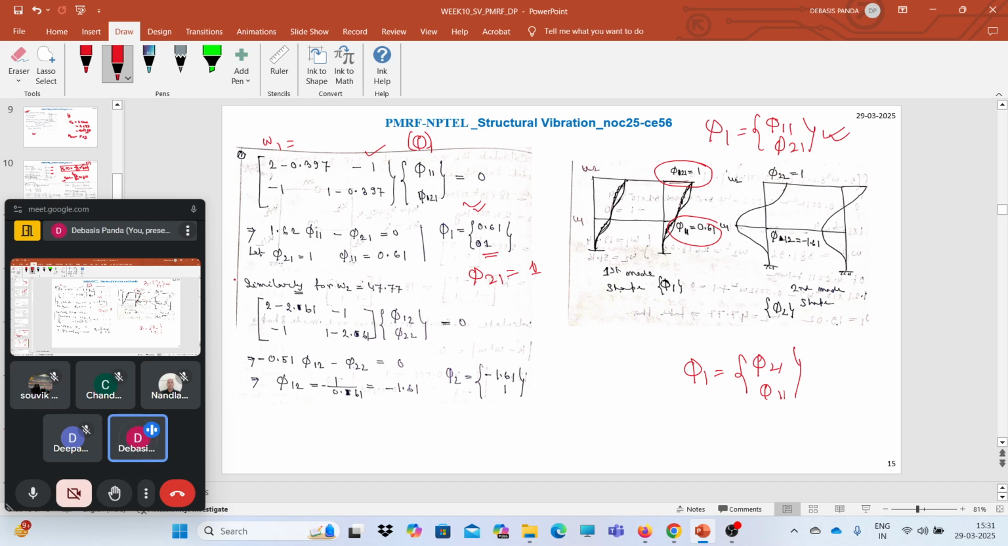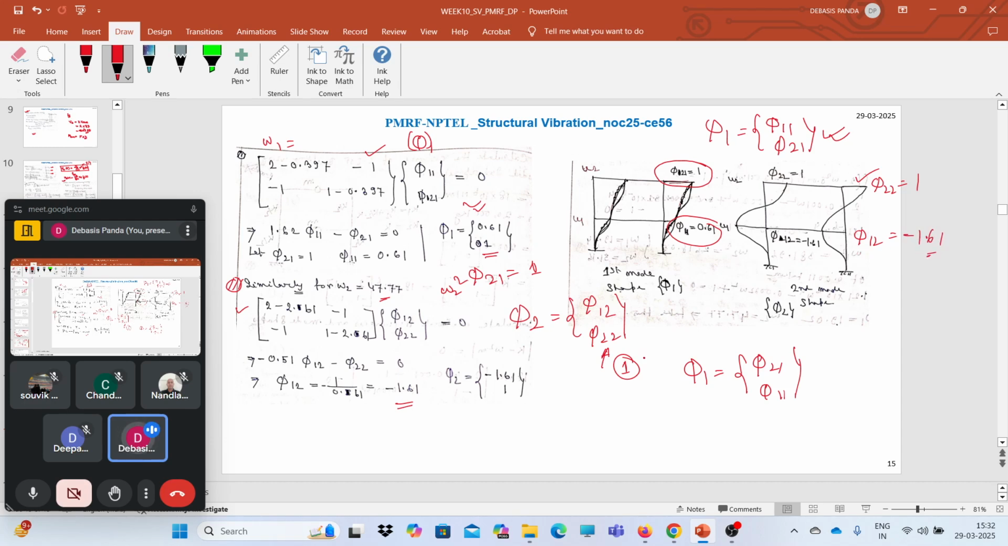Now similarly, for the second mode shape we perform similar calculations for omega 2. You need to use omega 2 square in this characteristic equation, and you will find these equations, right? For the second mode phi 2, that means phi 1 2 and phi 2 2, consider phi 2 2 as 1. I need to calculate phi 1 2, which comes as minus 1.61. So here is the second modal information: phi 2 2 equals 1, and phi 1 2 equals minus 1.61.